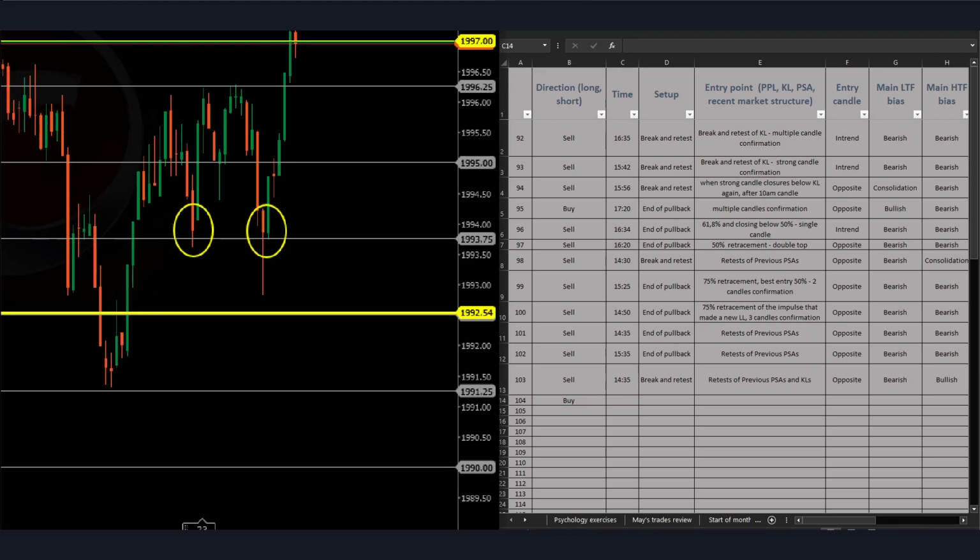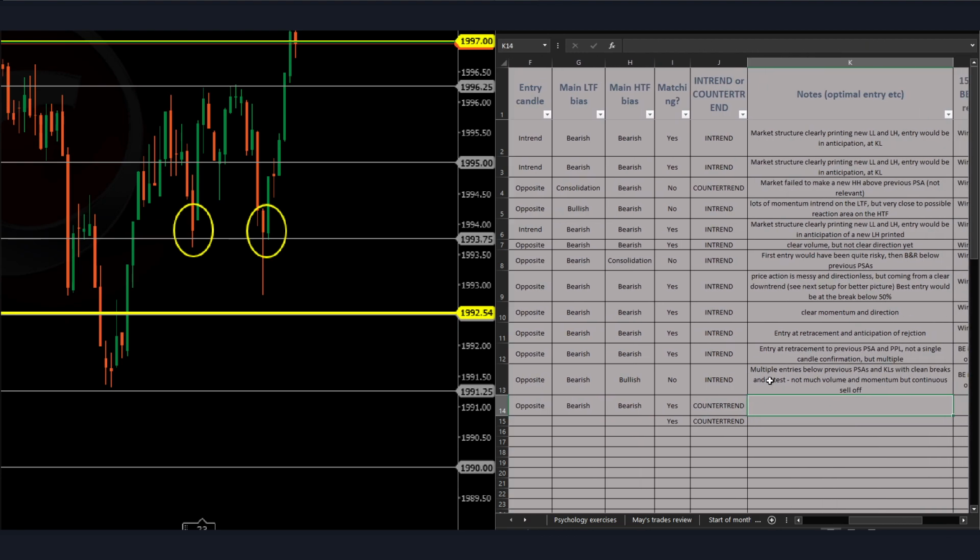This is later. Yeah, it's 39. I will say 15, 14. This will be end of pullback. Double bottom at previous highs and PPL. Entry will be at opposite candle. Of course, it will be entering at this candle close, 1 or 2. Lower time frame, it's bearish. This is bearish, so it's a counter trend trade.